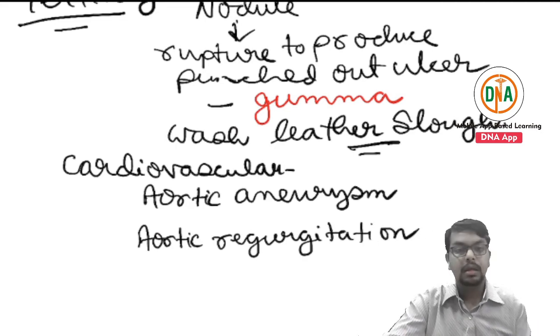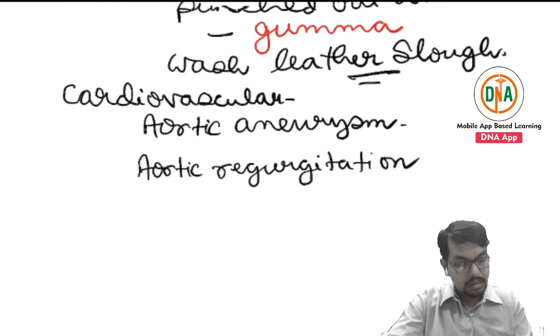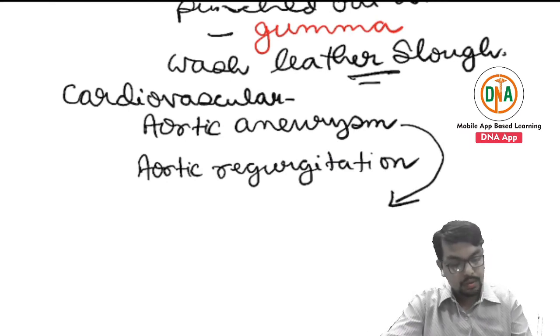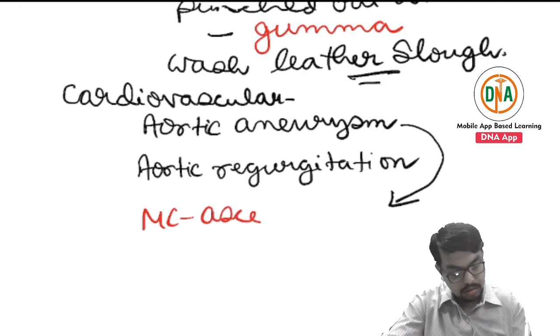Now, the most common site of aortic aneurysm is the ascending aorta.